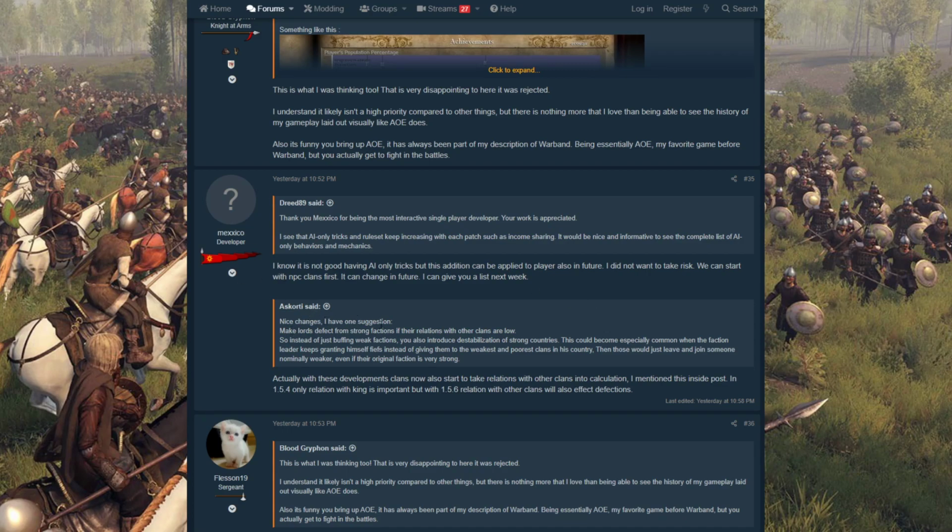Nice changes. I have one suggestion: make lords defect from strong factions if the relations with other clans are low.